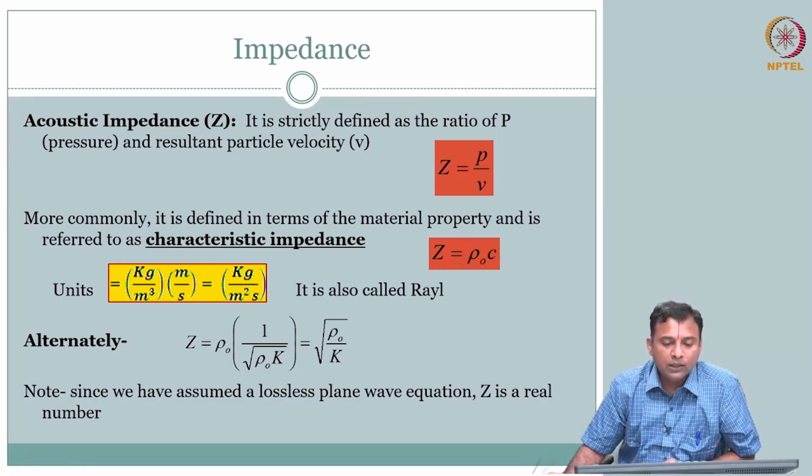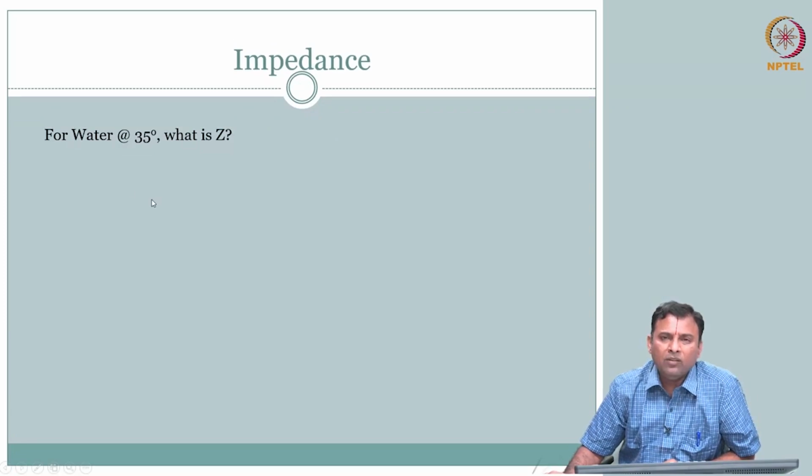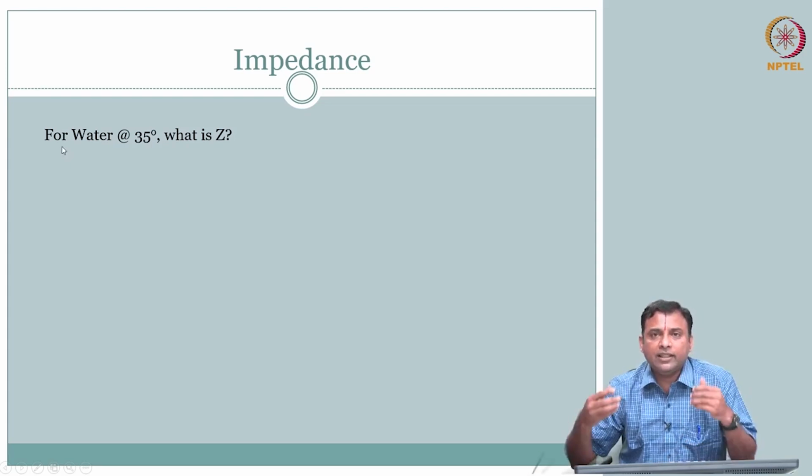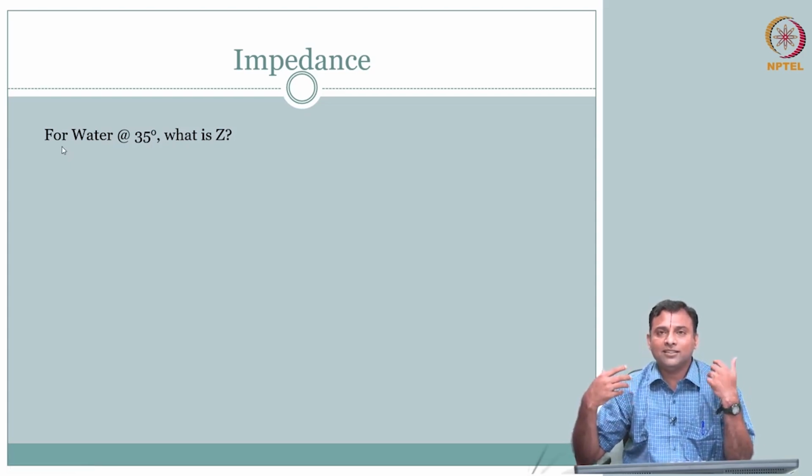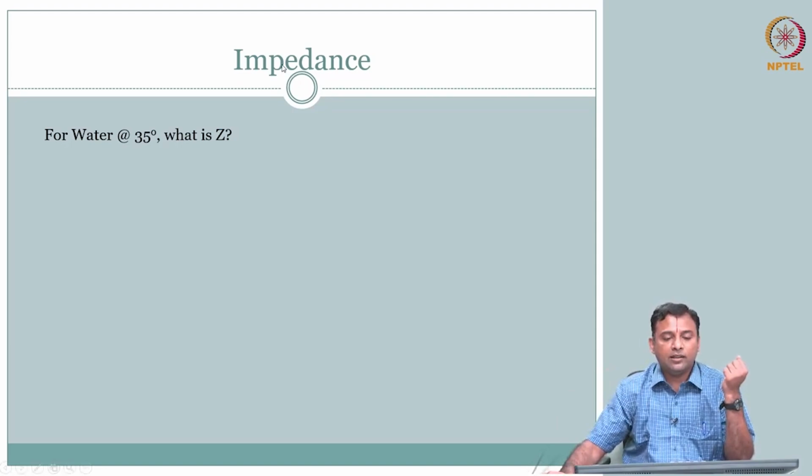Okay, so impedance. Now the question is, what is a feel for this number? For water, we said we are talking about the human body, about water bodies. So what is the impedance value in water? If I try to send a pressure wave in water at some temperature, at 35 degrees, what impedance will be encountered, what is your Z?